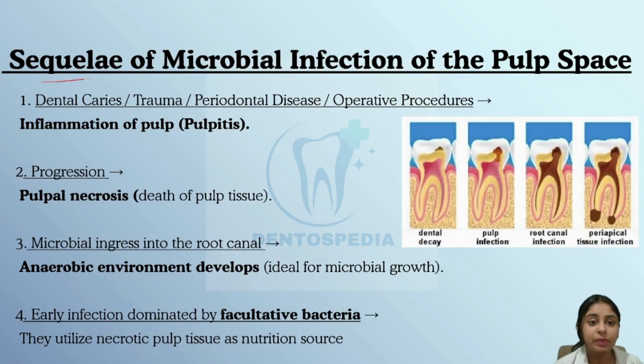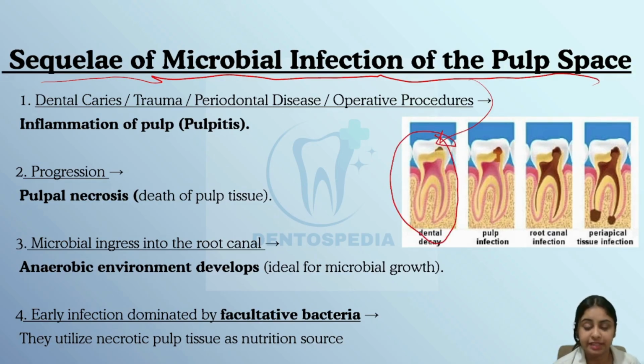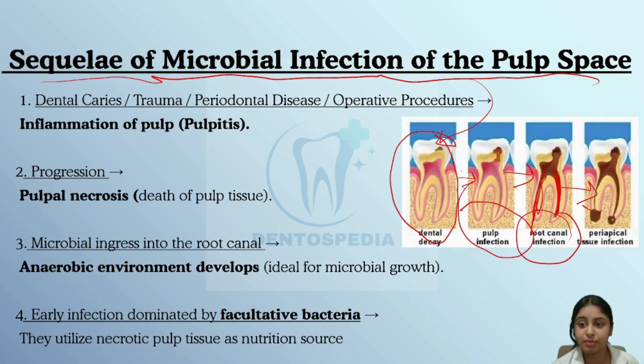Coming to the sequelae of microbial infection of the pulp space. Firstly, these microbes cause dental decay, and then they cause pulp infection, known as pulpitis. Later, the pulp infection spreads to the root canal system, known as root canal infection. Lastly, when the root canal infection spreads beyond the apex of the tooth, it is known as periapical tissue infection.